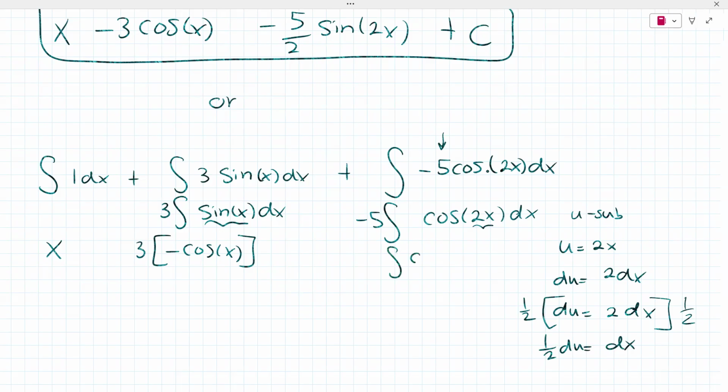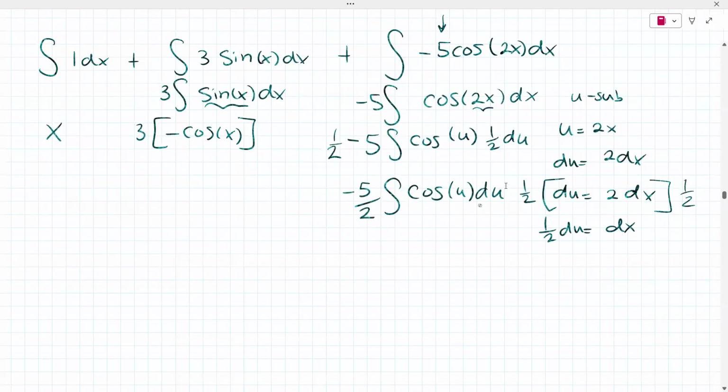So you can rewrite this as cosine of 2x, which is u. And then you're going to replace dx with 1/2 du. Okay. Then you have this 1/2, which is a constant. So you could bring that 1/2 in front, together with the -5, so that would be -5/2. Just going to be cosine of u du. And what is the integration of cosine of u? It is sine of u. And then don't forget to bring out the -5/2.